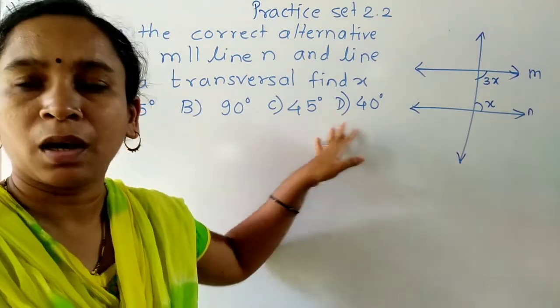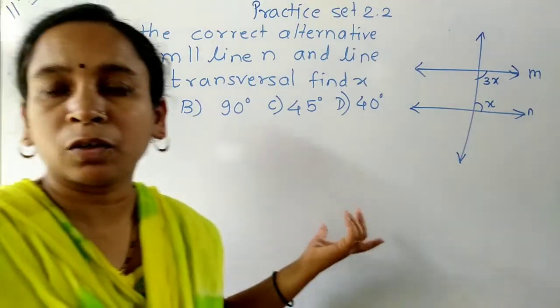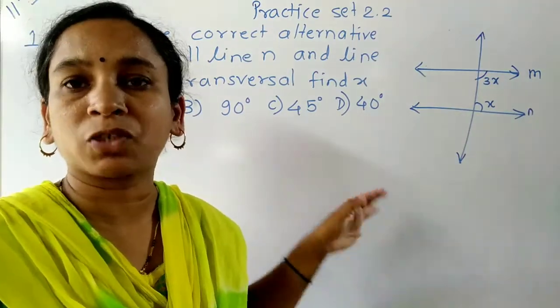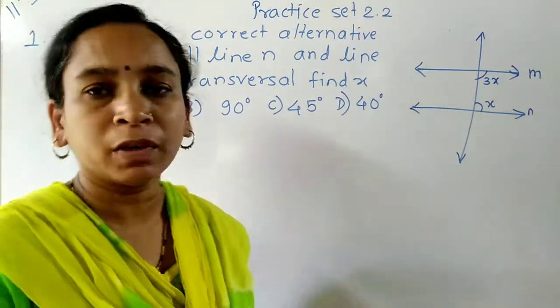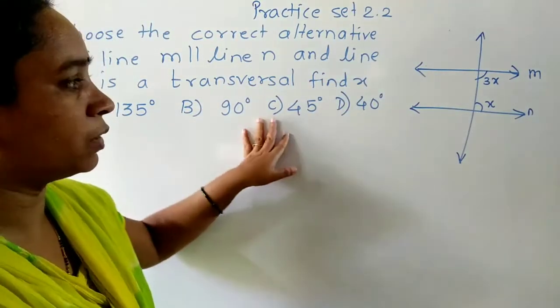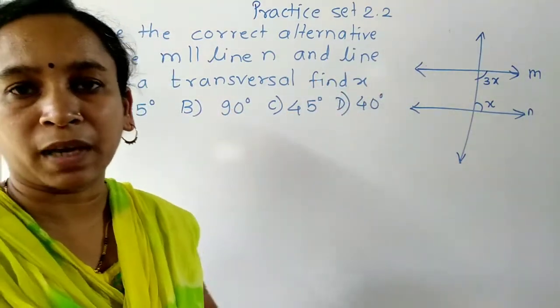They have said to choose the correct alternatives, and alternatives means here they have given the 4 options. Among these we have to choose the correct answer, but first we have to solve it. Here there is no need to give the explanation, but I will show you how to solve it and what will be the value of x. They told you to find the value of x. Here 4 options are given. These options are values of x. So which is the correct option, that we have to tell.